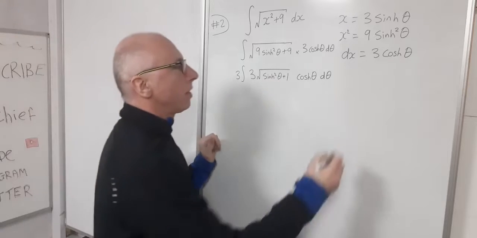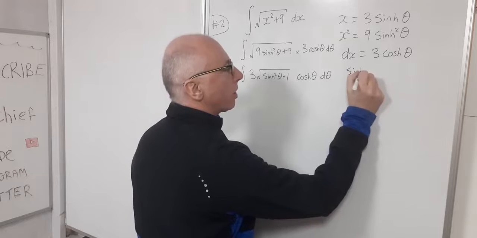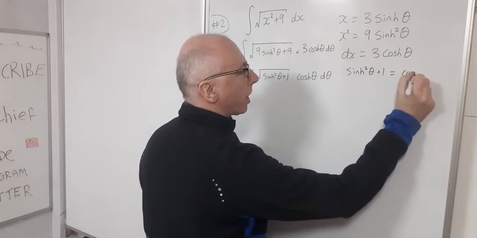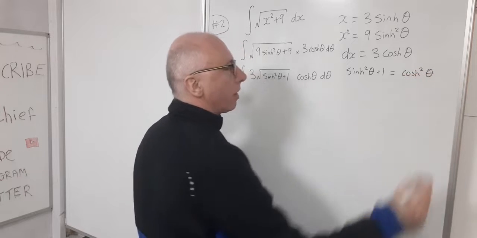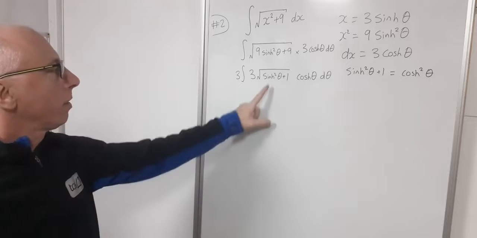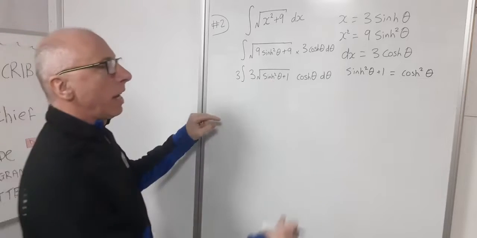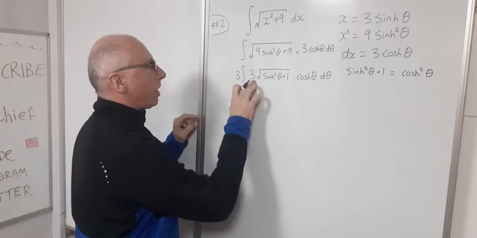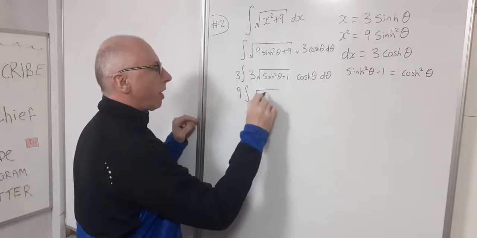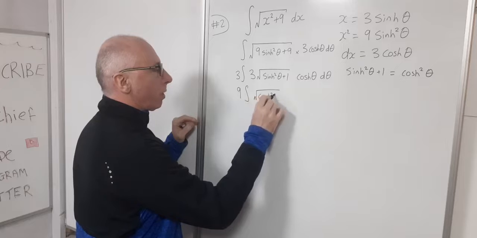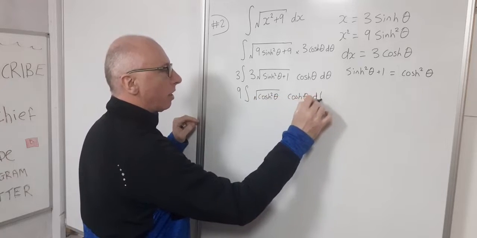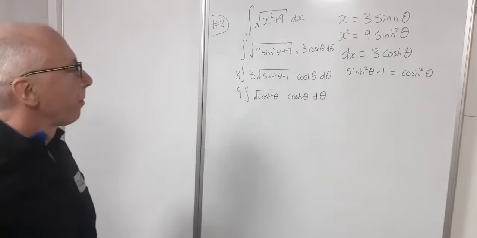Okay, sinh squared theta plus 1. Now there's an identity for that. So sinh squared theta plus 1 is just the same as cosh squared theta. So that's a hyperbolic trig identity there. So I can substitute that for that, and this 3 here I can bring out the front. So 9 times the integral of the square root of cosh squared theta times cosh theta d theta.